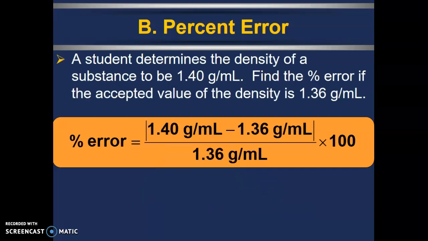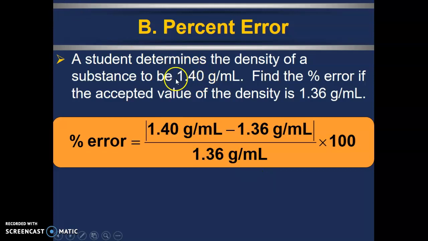A student determines the density of a substance to be 1.40 grams per milliliter. Find the percent error if the accepted value of the density is 1.36 grams per milliliter. Okay, so we start by just plugging these numbers into the correct place.